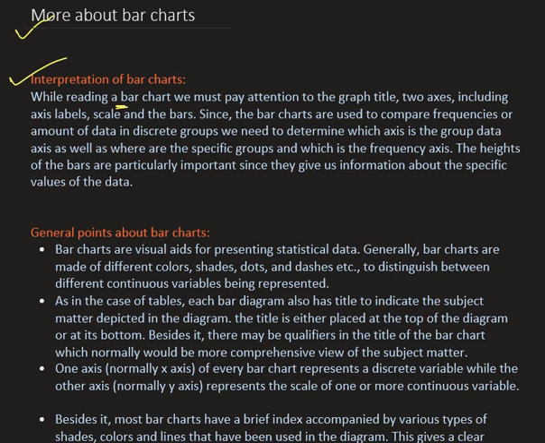While reading a bar chart, we must pay attention to the graph title, to axes, including axis labels, scale, and the bars. Since bar charts are used to compare frequencies or amounts of data in discrete groups, we need to determine which axis is the group data, where the specific groups are, and which is the frequency axis.